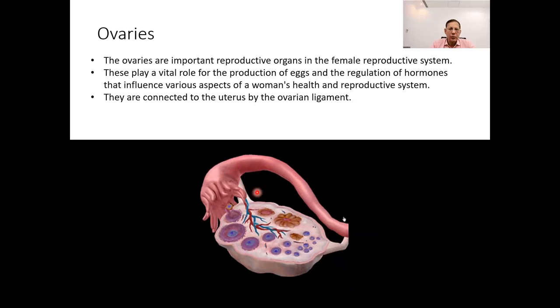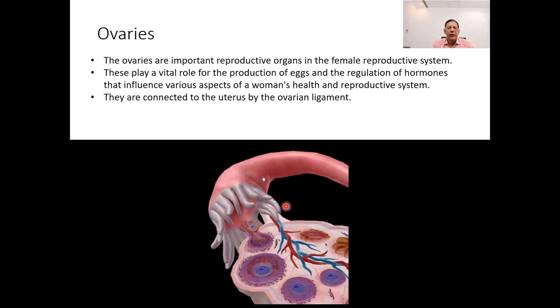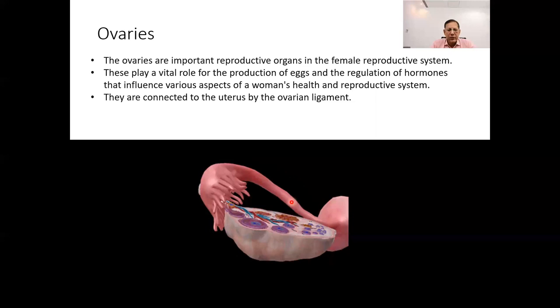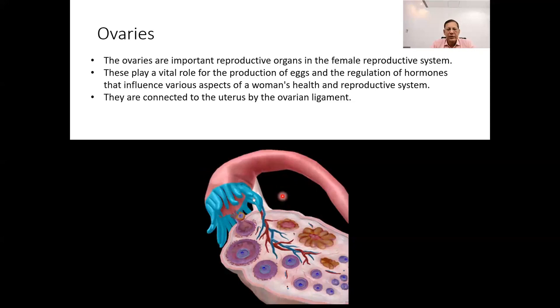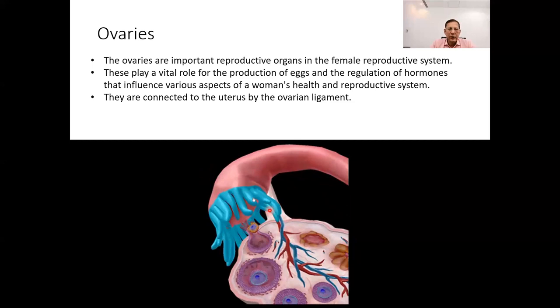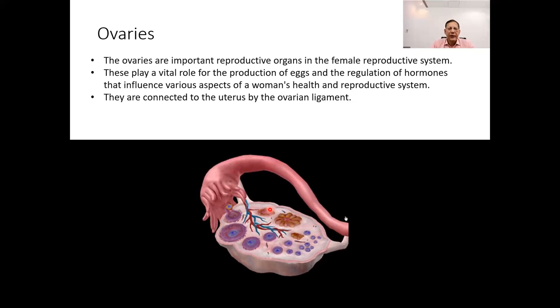Ovaries are endocrine organs, meaning they produce hormones. The main hormones produced by the ovaries are estrogen from the developing follicle and progesterone from the ruptured follicle, also called the corpus luteum. These hormones play a crucial role in the menstrual cycle, also in pregnancy, especially the progesterone hormone, and overall in female reproductive health. Ovulation usually occurs about midway through the menstrual cycle and is triggered by hormonal changes.